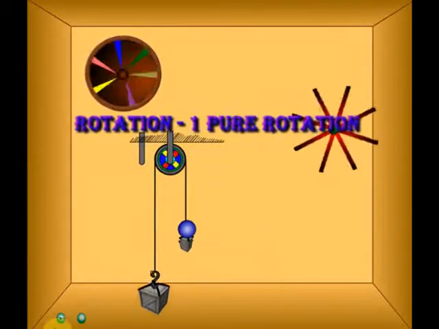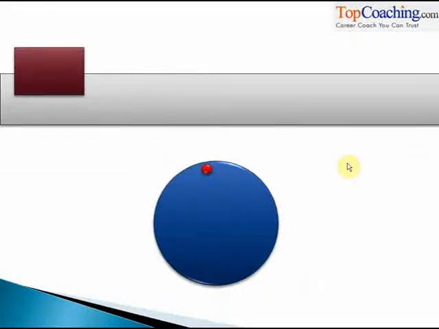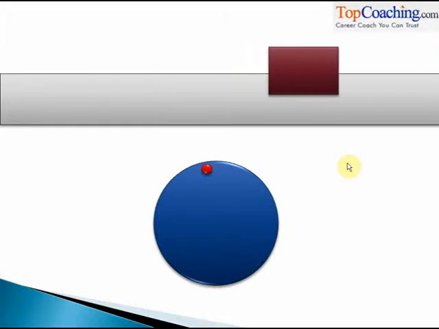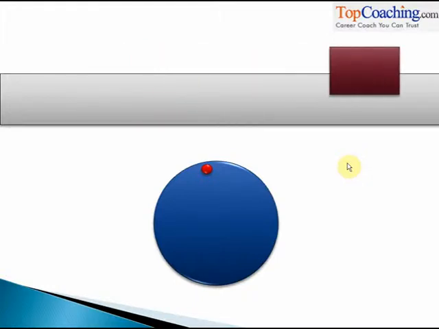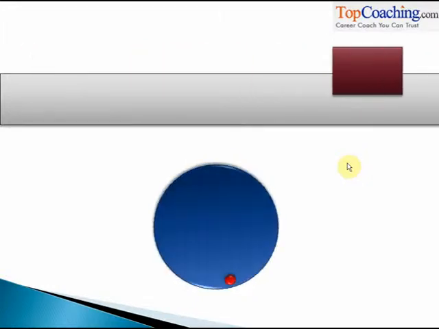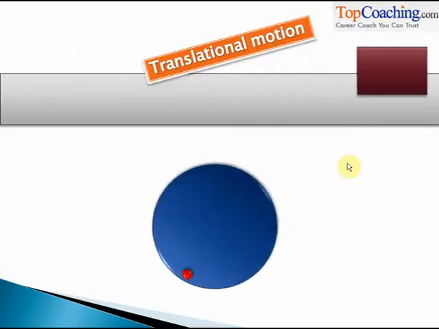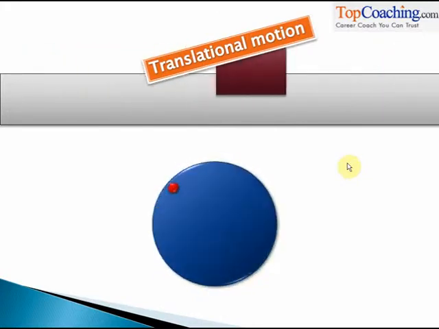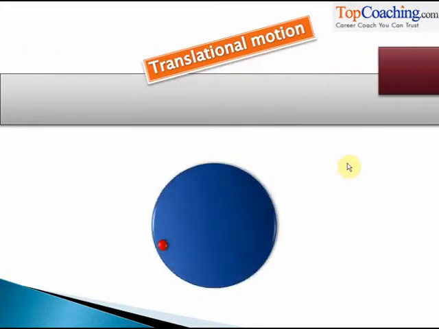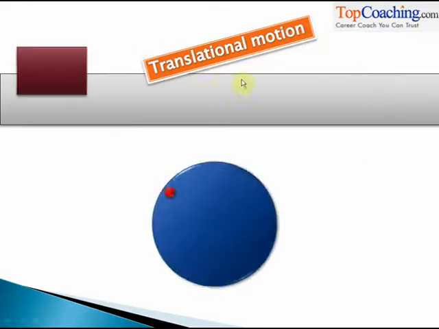Rotation 1, pure rotation. Now first of all, let us understand the difference between the motion that we've studied till now, in the previous chapters, and the new kind of motion, rotational motion, that we are going to study in this chapter. The motion that we've studied till now is translational motion. In translational motion, the center of mass of a body keeps moving on and on. Like this. This block here is undergoing translational motion.